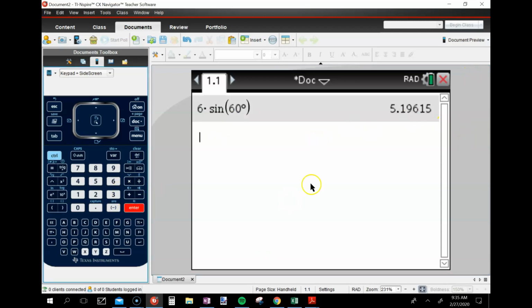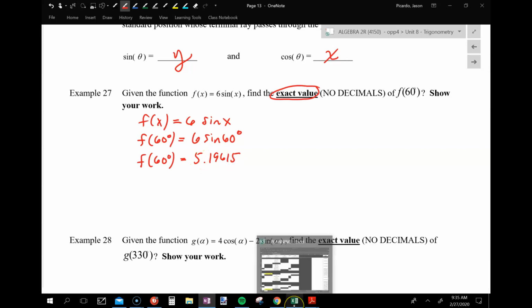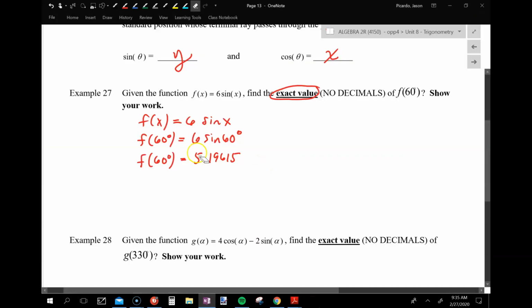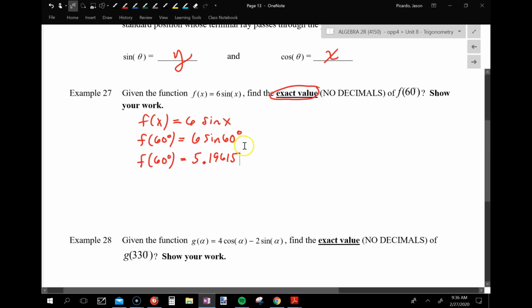So here's what I get. I get 5.19615. And of course, you look at that answer and you immediately know that it can't be correct because the problem asks that you have no what? No decimals in it. So then the question is, what are they looking for? They're looking for the sine of 60 answer that we get from that nice chart.